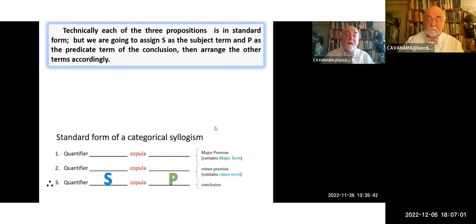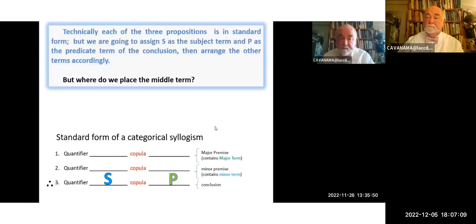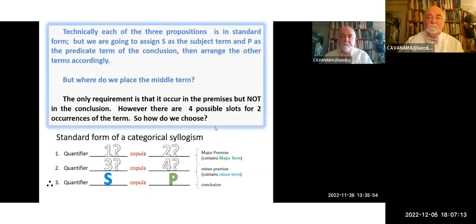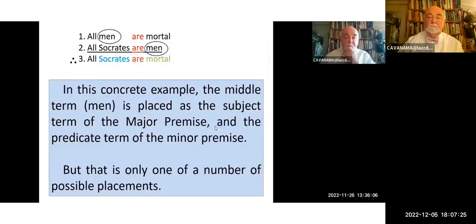We know we're going to have quantifiers first. We're going to have copulas linking. So we're going to put S and P, respectively, as the subject term and predicate term of the conclusion. But where do we place the middle term? Where does M go? Well, the only requirement is that it occur in the premises, but not in the conclusion. However, there are four possible slots here for occurrences of that term. So how do we choose out of those four?